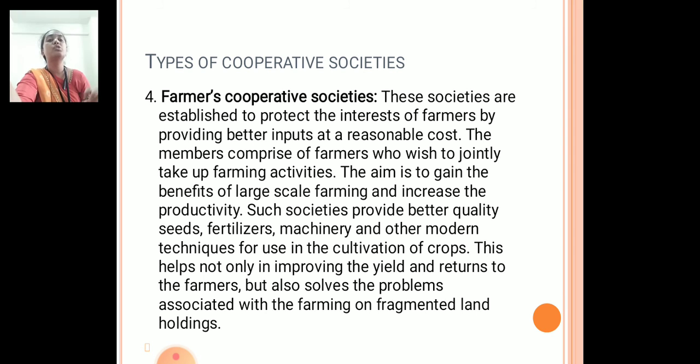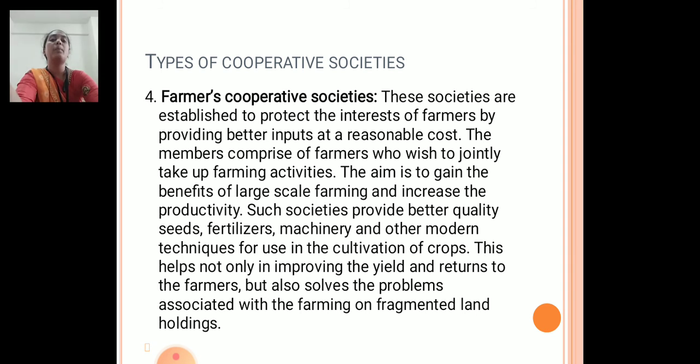In order to solve all the problems associated with these small farmers, and to protect their interests, the Farmers Cooperative Society was formed, giving them better inputs so that they can give better output. At a reasonable cost, they were given the better inputs.